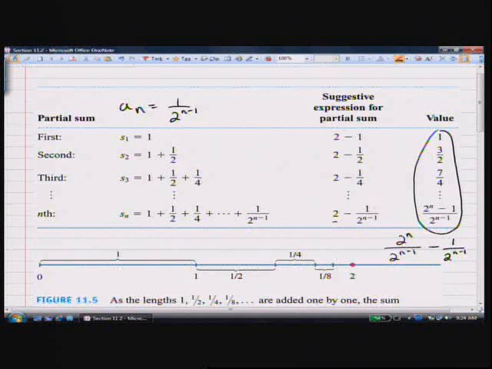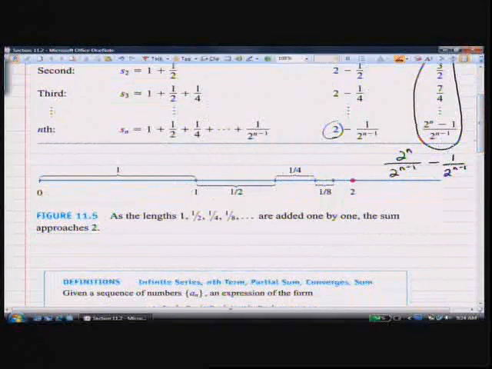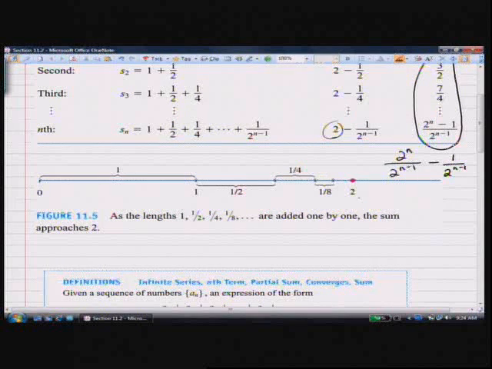But what this is telling you is that as n goes to infinity, this series actually sums to 2. Okay? What they're telling you is if you were to look at this as lengths, if you add 1 plus 1/2 plus 1/4 plus 1/8 plus 1/16, if you add those up one by one, that sum eventually gets to 2. So that's kind of interesting and maybe not intuitive.